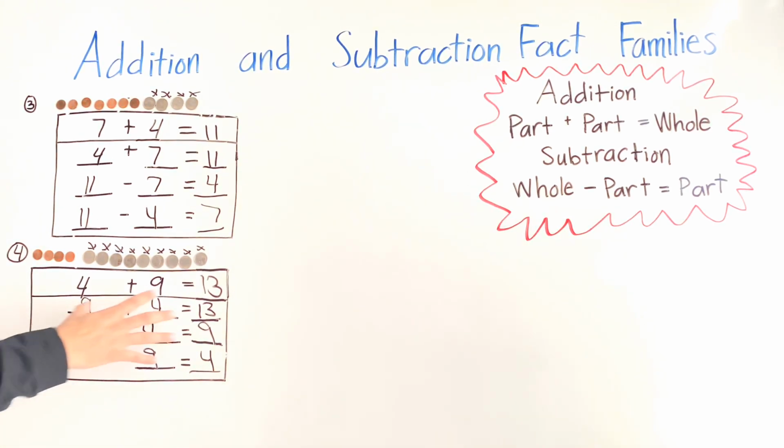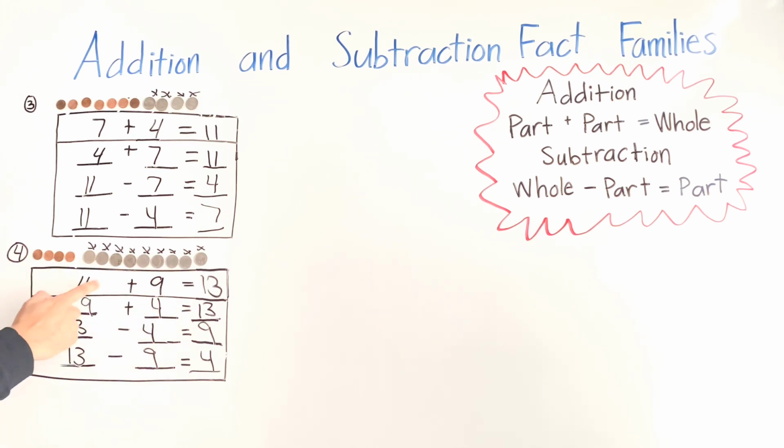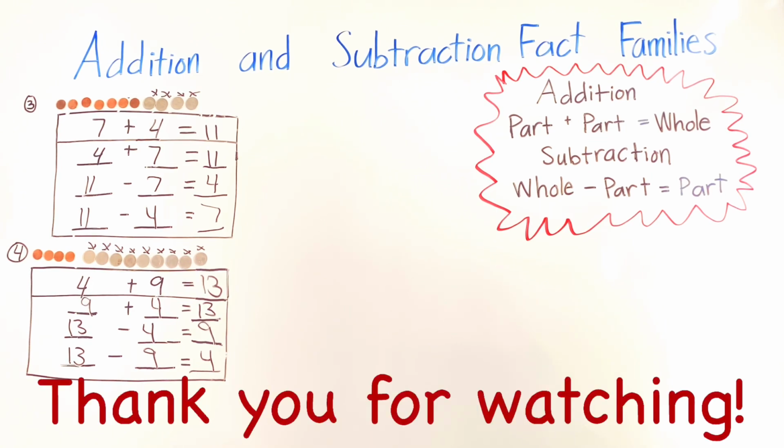As you can see, all the numbers in here are the same. We use 4, 9, and 13. Once again, if you see a different number other than those 3 numbers, that means you have your problem wrong. You have to go back and check where you made your mistake.